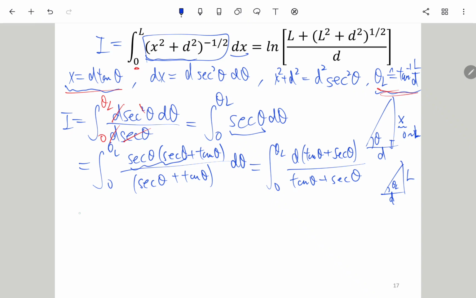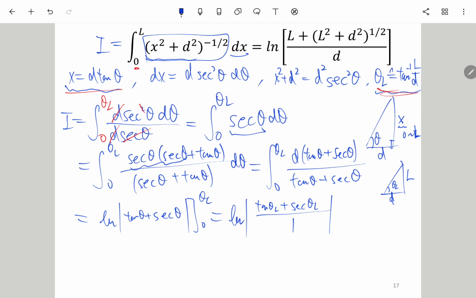So this is a log of tangent theta plus secant theta, evaluated from 0 to theta L. So it turns out to be natural log of tangent theta L plus secant theta L over tangent of 0 is 0, secant of 0 is 1, so something like this.